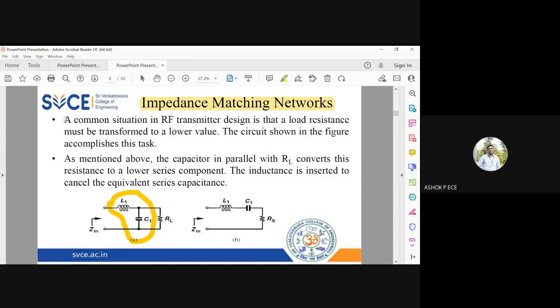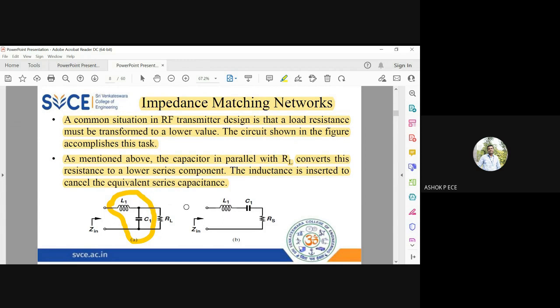You can see here two possible impedance matching networks are given. One is L1 in shunt with the capacitance C1. Or, I am converting this capacitance resistance into series, so it is going to be L1 and C1 in series with your RS. So two very basic matching networks are given here.